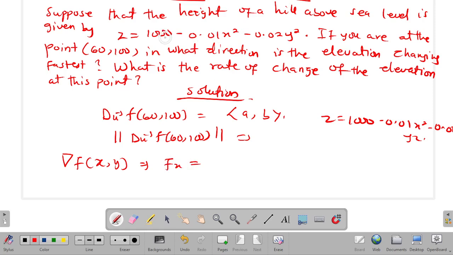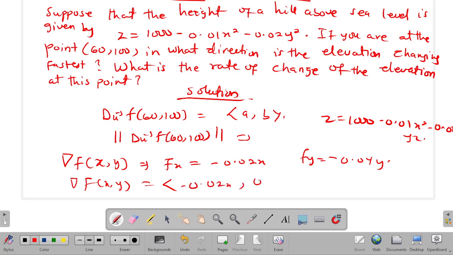You get 0 for this. This will give us negative 0.02x. This will also be 0. And our fy will simply be equal to, this will be 0, this will be 0, we get negative 0.04y. Therefore, we can quickly say that our gradient at (x, y) is simply equal to (negative 0.02x, negative 0.04y).